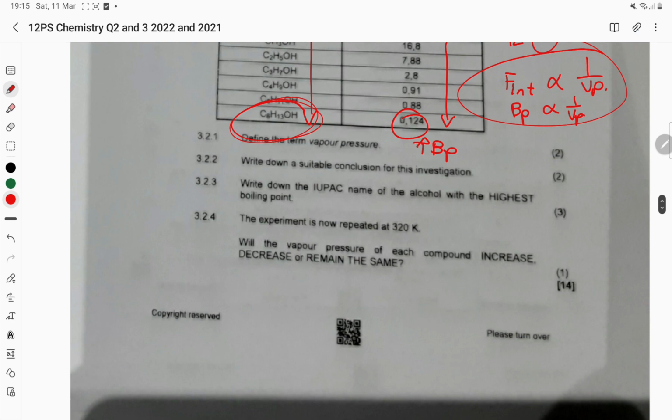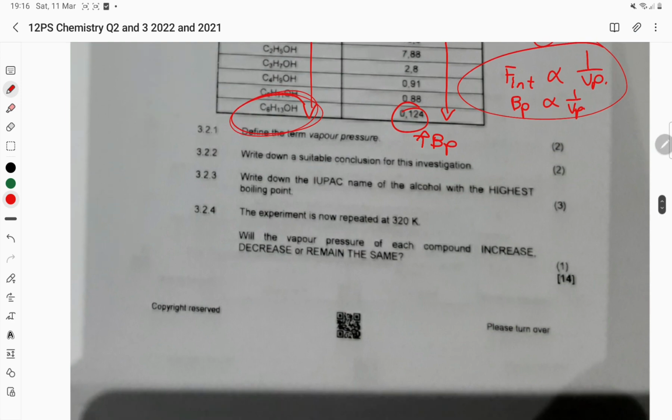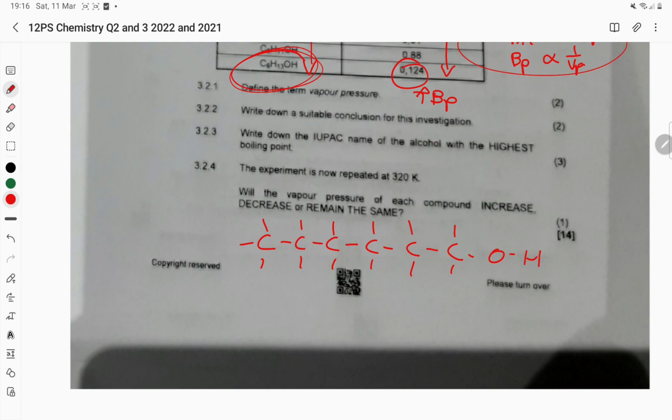So let's draw it quick. Right, I drew it there. There's a 6-carbon chain with that OH at the end there, the hydroxyl group. So this thing will be called hexan-1-ol.